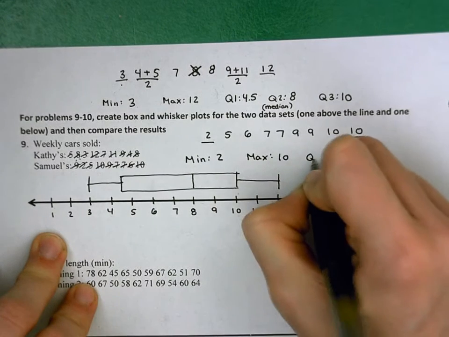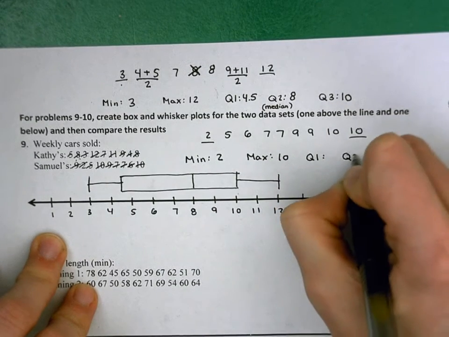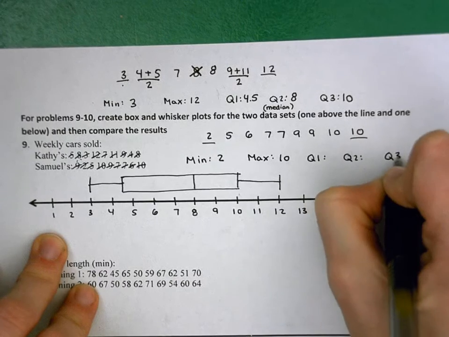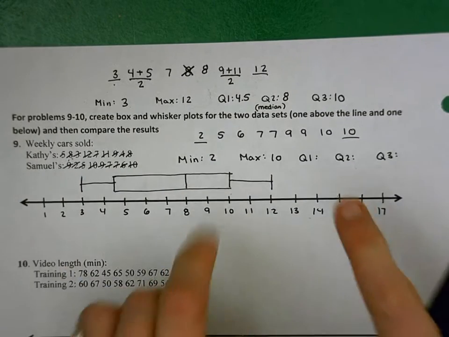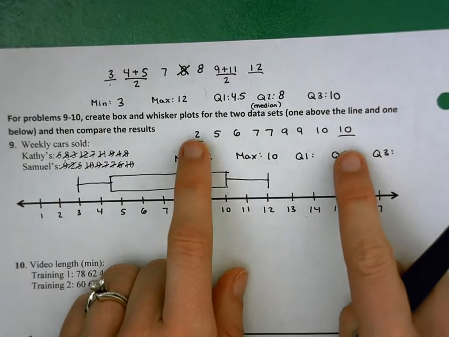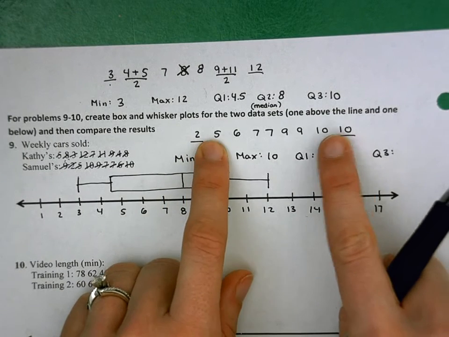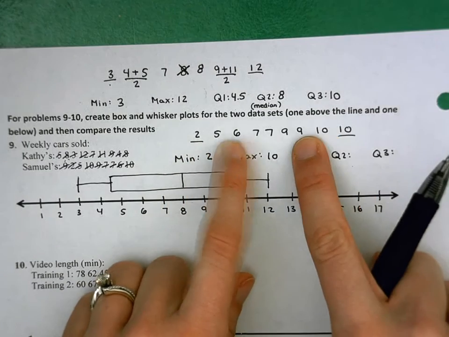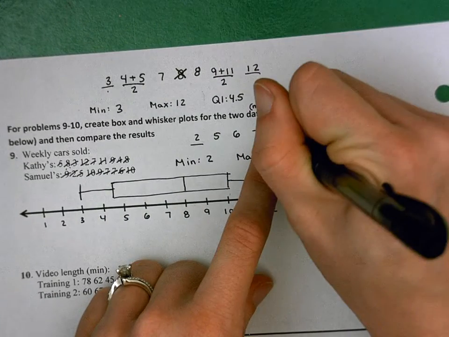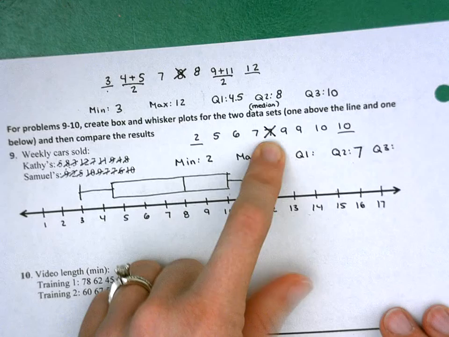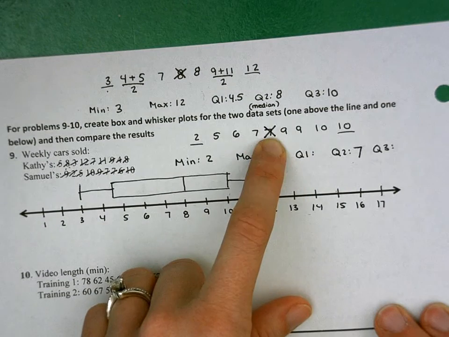And then you have quartile 1, quartile 2, or the median, and quartile 3. So, quartile 2 first, because it's usually the easiest. We have not 2 or 10, not 5 or 10, not 6 or 9, not 7 or 9. It's that 7 right there. And since I used it as my quartile 2, I now can no longer include it in my quartile 1 or quartile 3.